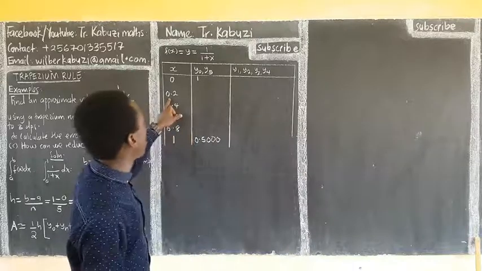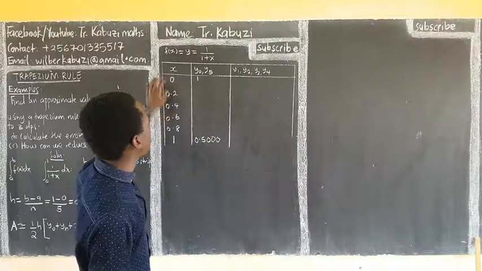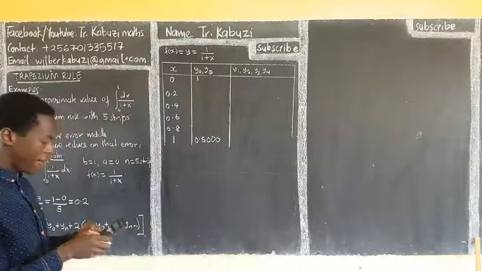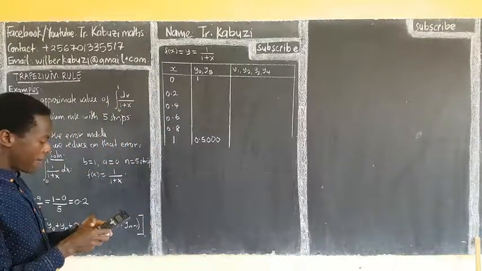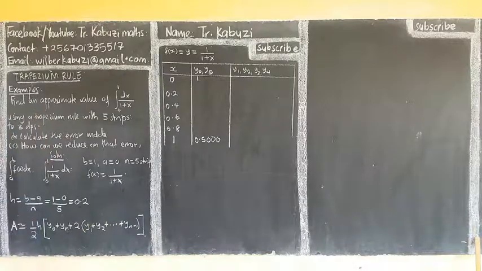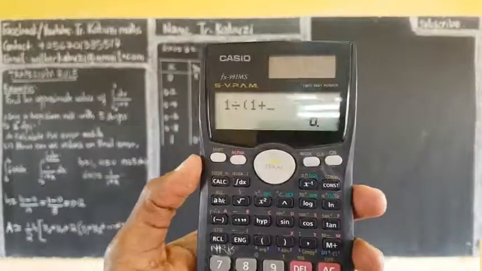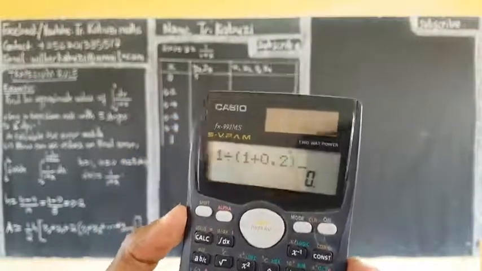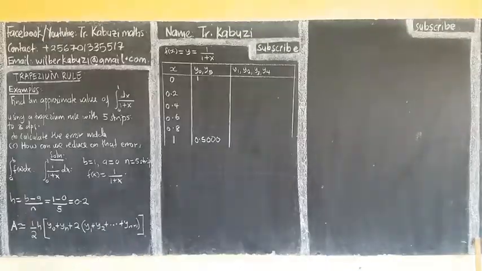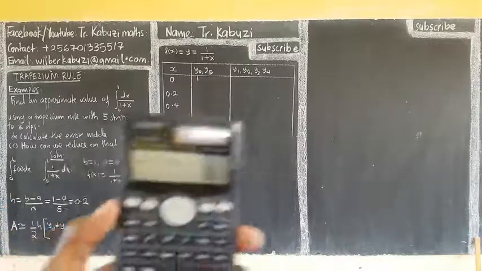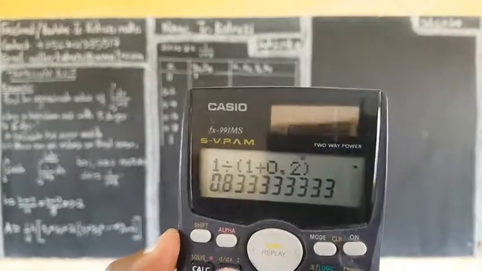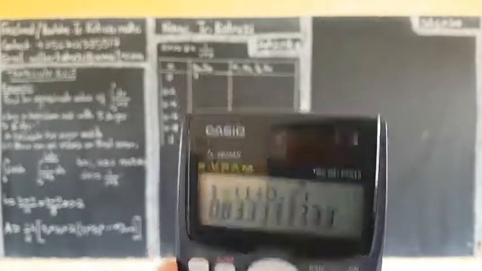Now this is my y1, y not, y1. So what do I do? The same thing, 1 divided by 1 plus the next x value. Now you say 0.2. Here we are putting the value of x because it's 1 over 1 plus x. So the value of x is what we put in there. Then you press equals. So then you give this answer to 4 decimal places.